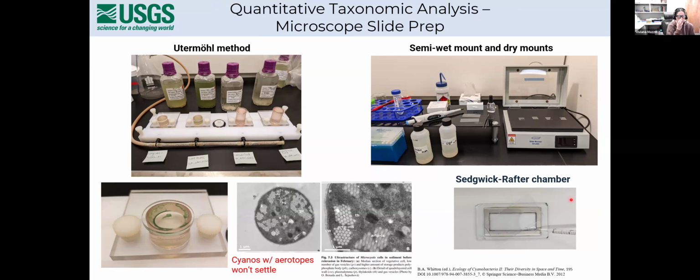I mean, it's not the only thing I use it for, but this really helps when we have a dense bloom because we're able to basically trap those floater cyanos under that cover slip. And then the Sedgwick has its downside, which is that on an upright microscope, you can only use a 20x objective.